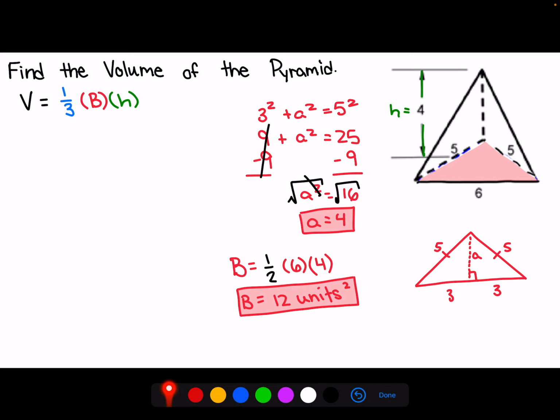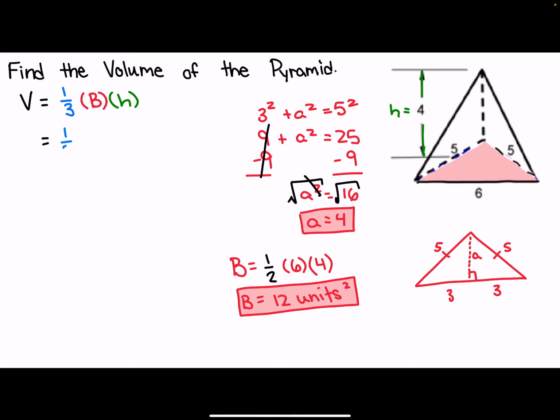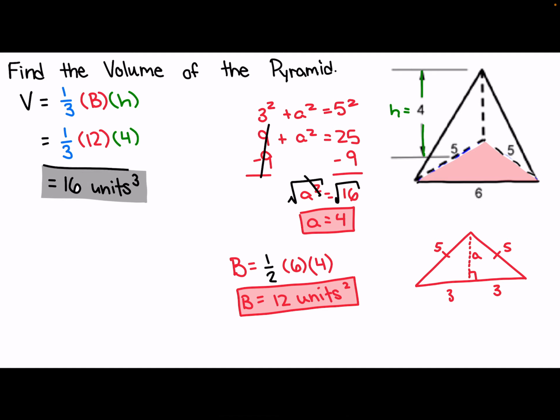We can finally plug into our volume. Volume is equal to 1/3 times 12 times 4. 12 times 4 is 48. 48 divided by 3 is 16 units cubed.